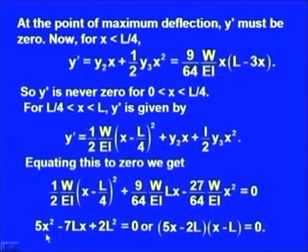From this equation, after simplification, one will have 5x square minus 7Lx plus 2L square equal to 0, which can be factorized into two factors like (5x - 2L) into (x - L), and since x is not equal to L, it is less than L, this gives you the value of x as 2L/5. So, the maximum deflection of the beam occurs at x equal to 2L/5.